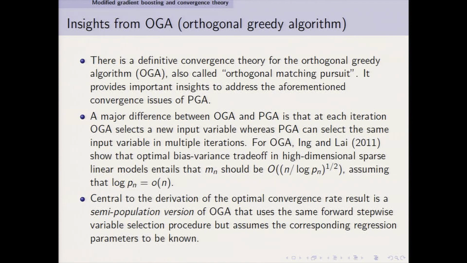Essentially, how we analyze this is, first, the choice of how many variables should come in, which also corresponds to how many iterations you should do. You put in this number of iterations, you enter that many variables, and then the next thing is to compare with the case where you knew the parameters for these selected variables. This is what is called the semi-population version.